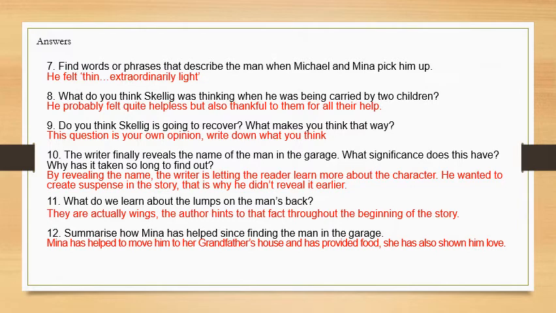Number 11, what do we learn about the lumps on the man's back? So that is the most exciting thing so far that we've learned, that actually he has wings. And all the way through, if you notice, the author has referred to the lumps on his back, and then talking about the shoulder blades and how they're where angel wings used to be. And so this is a really nice revelation to know that actually Skellig does have wings. And the reaction of the children is amazing as well.